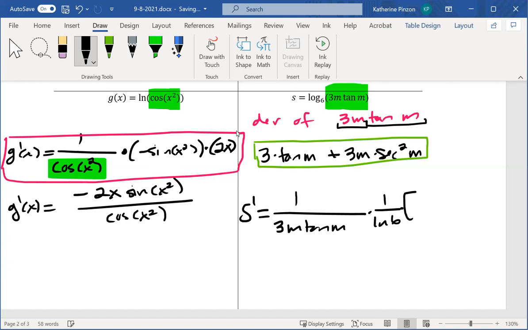Okay, times, what's going to go in here? Yeah, that product rule thing, this green part right there. Okay, times, I can't fit it. 3 tangent m plus 3m, I can fit it. Secant squared m.